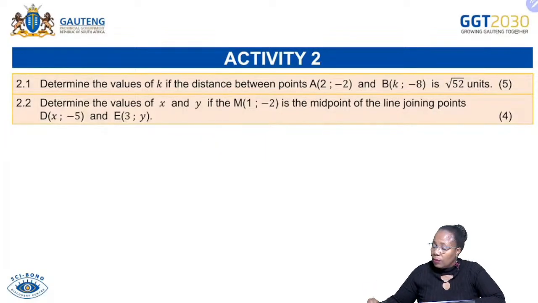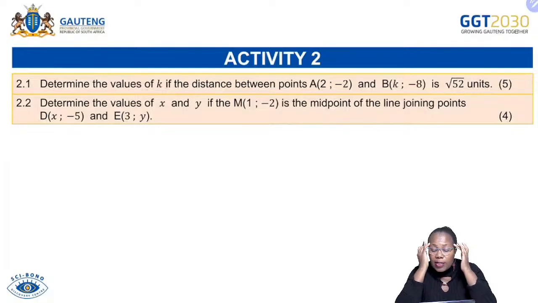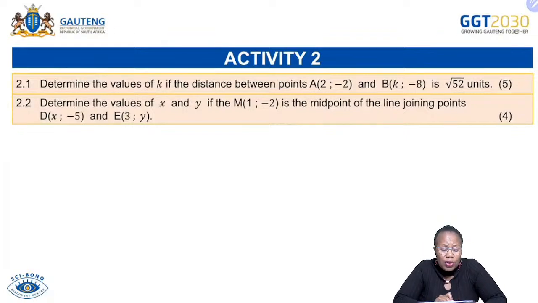And then now we have the activity here. Let's do it together, grade 12. We are determining the values of k if the distance between point A (2; -2) and B (k; -8) is equal to the square root of 52. And the second one, you need to determine the value of x and y if you're given a midpoint now, and the line is joining D and E. I hope this is now becoming familiar to you, grade 12. Let's start with 2.1.